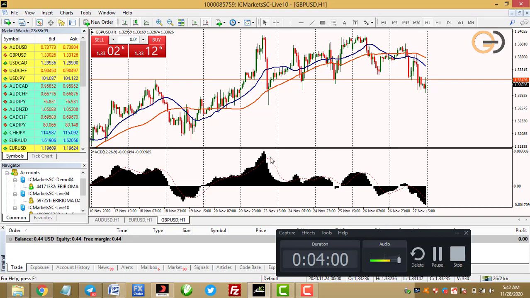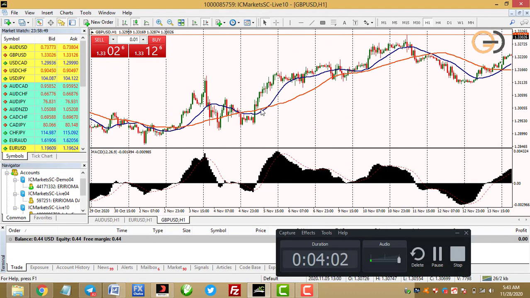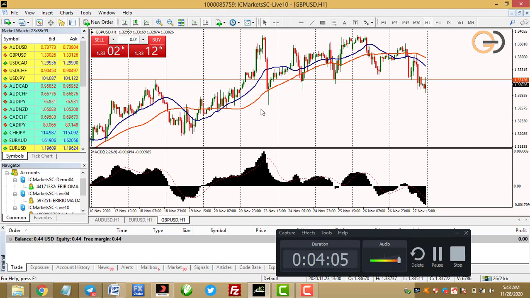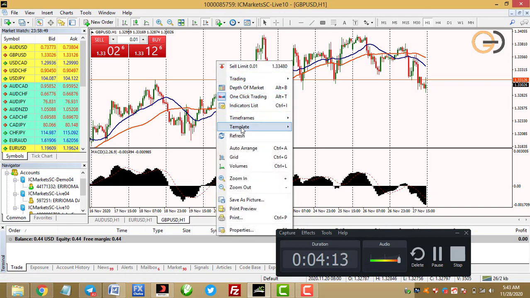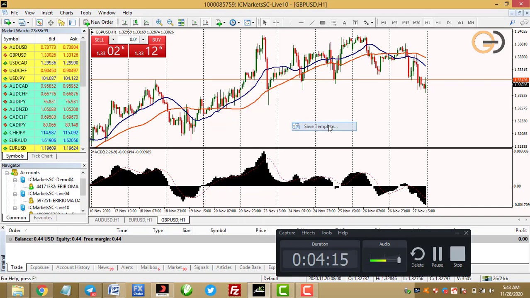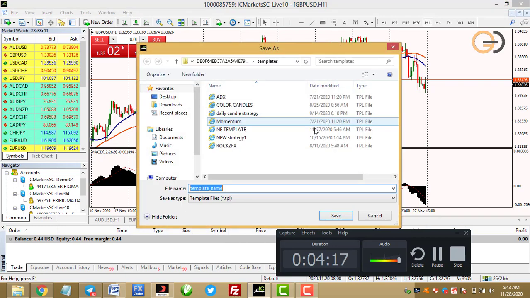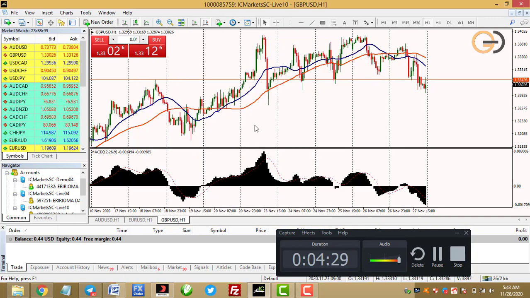All right, so how do you use these indicators to trade on your chart? First of all, if you want to use a setup like this, you have to save it. And how do you save it? You right click on the chart, take your template, you take save template. All right, when you click on save template, you can set the name. You can just put something like indicators. Okay, and save it. All right, so once you save it, it becomes a template.